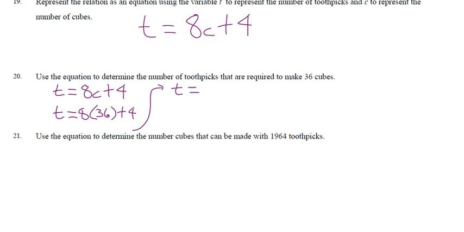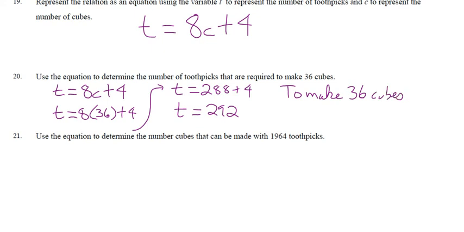8 times 36 is 288, right? 288? 280. Plus 4, so t is equal to? Okay, so to make 36 cubes, we need 292 toothpicks. Or we could say 292 toothpicks are needed to make 36 cubes, right? Just anything along those lines.